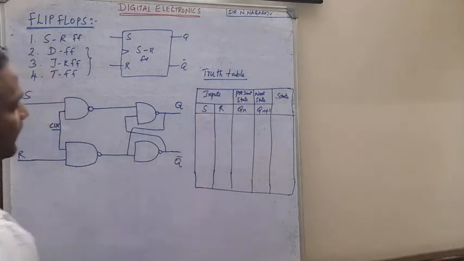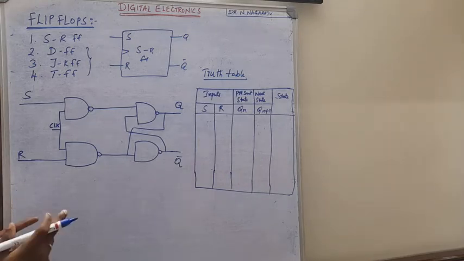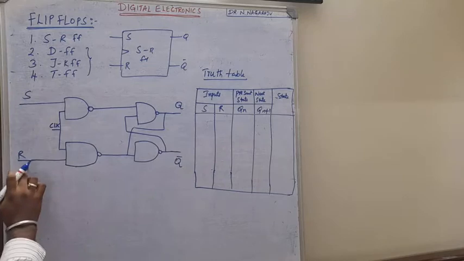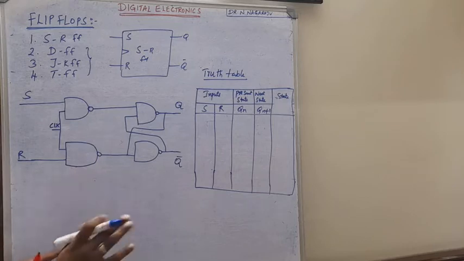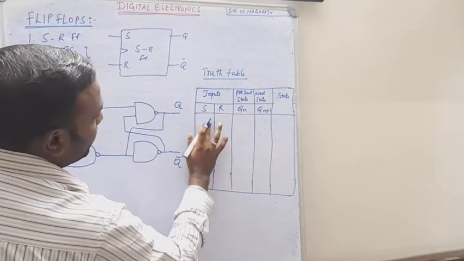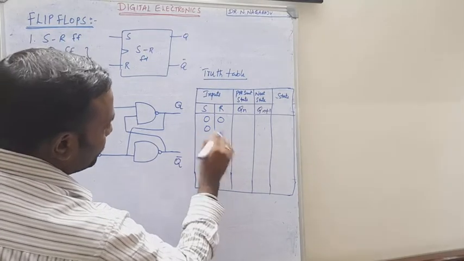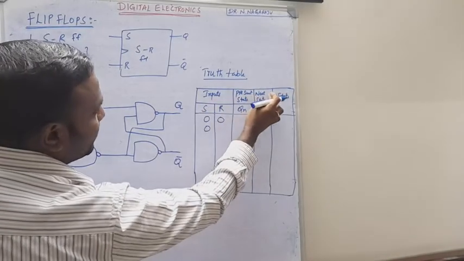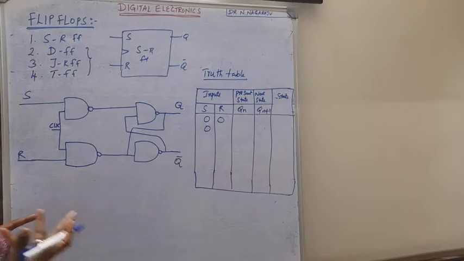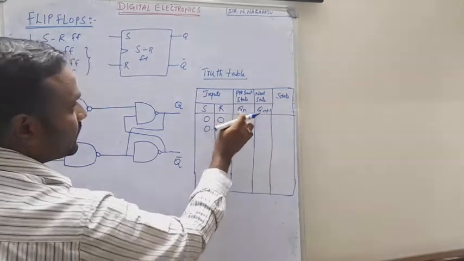Now I am going to analyze the circuit. As I already told, the circuit behavior can be analyzed by using a truth table, right? The inputs are two inputs, S and R. Here the clock is always enabled. If the clock is 1, the circuit is enabled. If the clock is 0, the circuit is disabled. That is the concept here. For the two inputs I am going to use 0 0 and 0 1, and similarly in the truth table analysis we have the inputs, present state and next state. The present state means the initial state we are having. The next state indicates what the state is after applying the inputs.